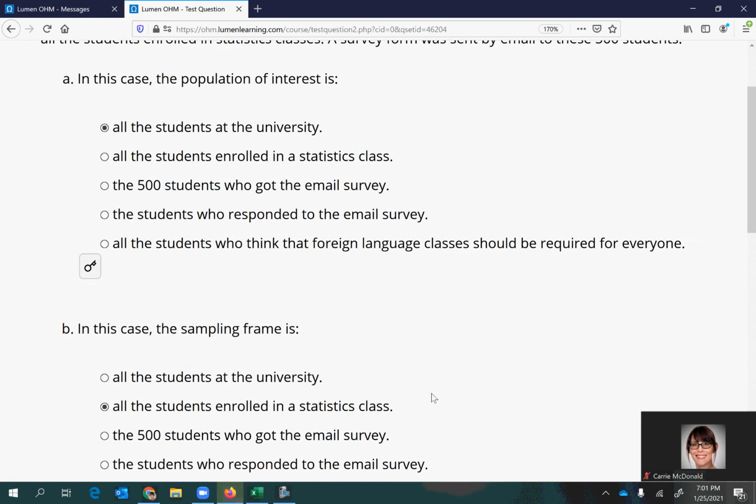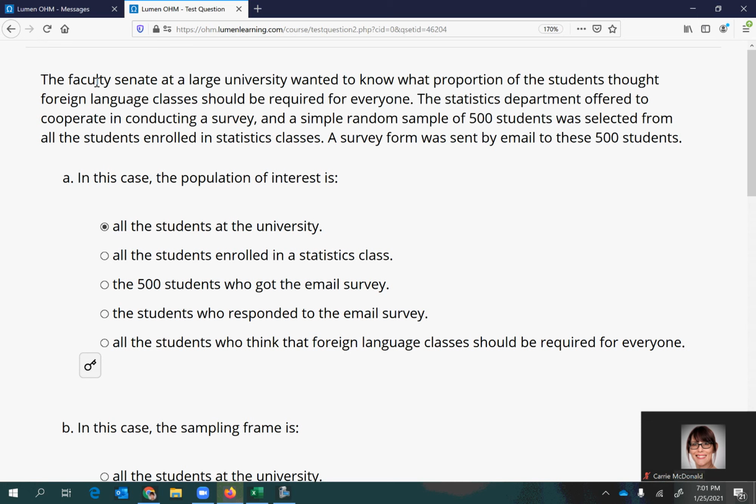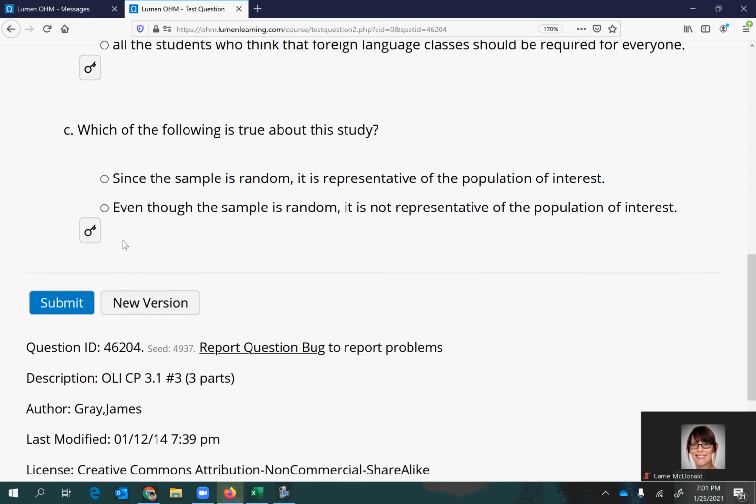Now, if you are a member of the Faculty Senate and you're trying to figure out what the opinion is of the entire body of students, does it make sense to only sample from students who are enrolled in statistics classes when you're talking about their opinion of whether there should be more foreign language classes offered, right? Do you think that there's any kind of bias that could occur if you're only talking to students who are taking statistics? And so that's what the last part is.